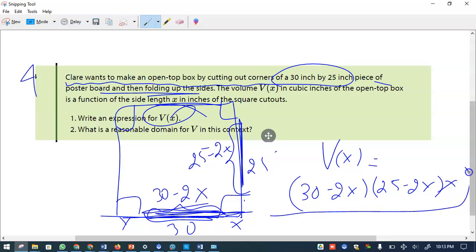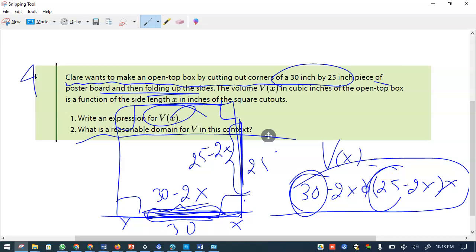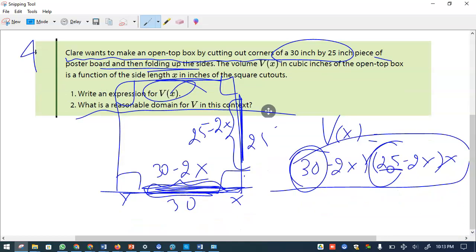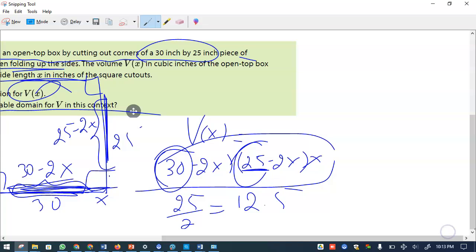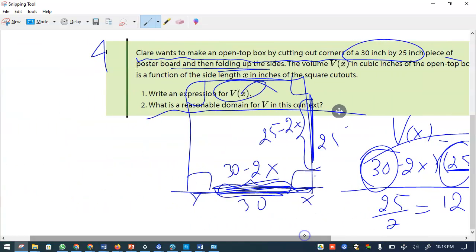So that's the volume. What is a reasonable domain? Always look for the smaller one among this 30 and 25. 25 is the smaller one. So all you do, take half of this. That means 25 divided by 2 is going to be 12.5. So your reasonable domain will be x has to be less than 12.5. That's all it is. And I hope this takes care of everything.